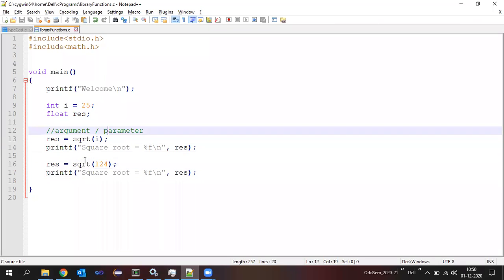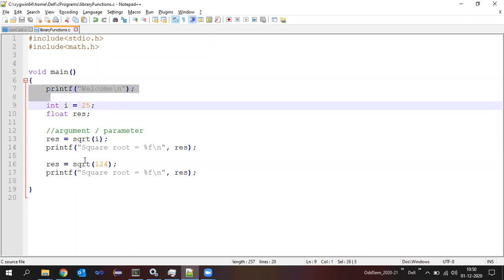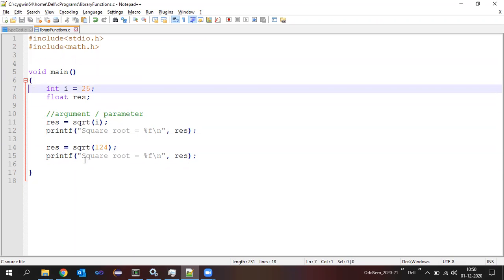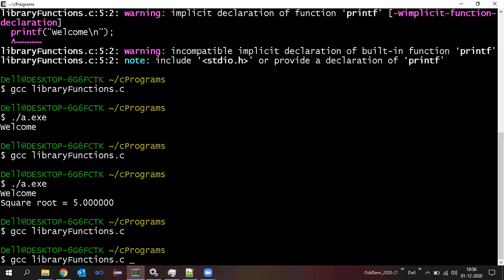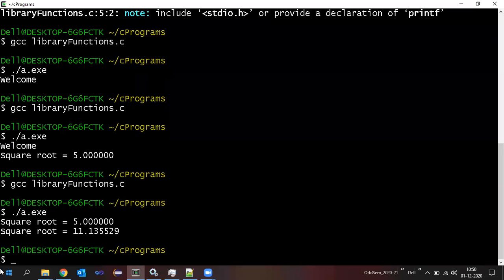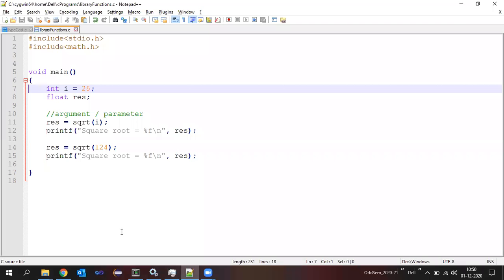Now let me take off this printf statement at the beginning. I don't need this. Save the program, go to the terminal and compile first and then execute. Now you see here, first the square root of 25 got displayed, then next the square root of 124 got displayed. Do you find that these library functions, especially the mathematical library functions, are very easy for us to use? Whenever a program requires certain types of mathematical operations like sqrt, we can make use of them.